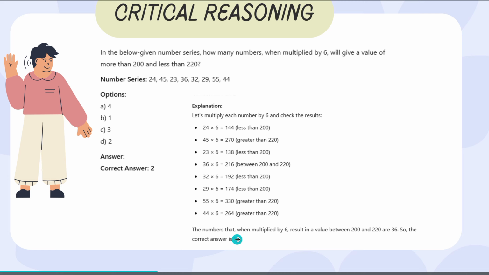Okay, the numbers that when multiplied by 6 result in the value between 200 and 220 are 36. So the correct answer is 1. Okay, only one element will be given, so the correct option is 2.